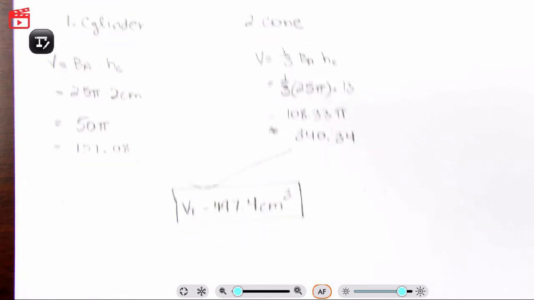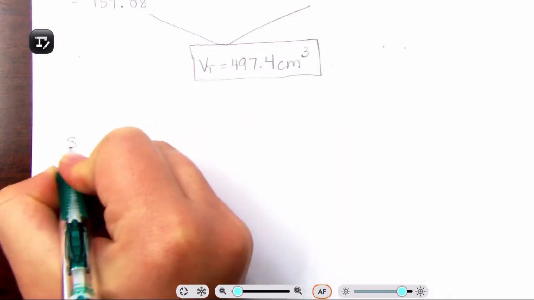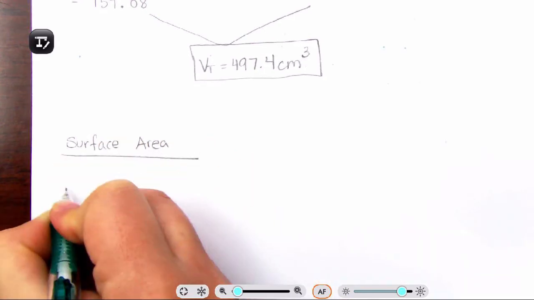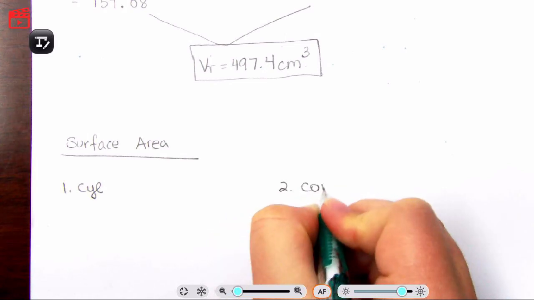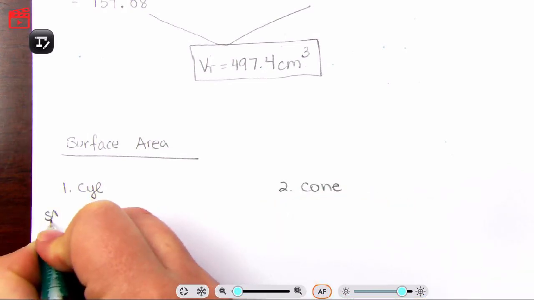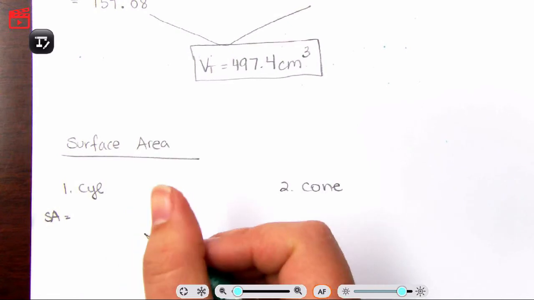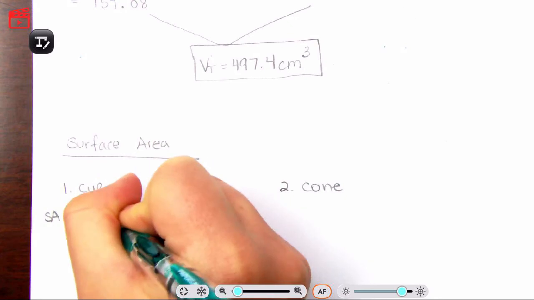Now again, surface area is going to be a little bit more difficult because we need to figure out what we have and what we don't have. So now we're going to do surface area. So again, we have our cylinder and we have our cone. Let's go ahead and write out our formulas for both. Surface area for a cylinder is the same as a prism. It is your lateral area plus 2 bases. So lateral area plus 2 areas of the bases.